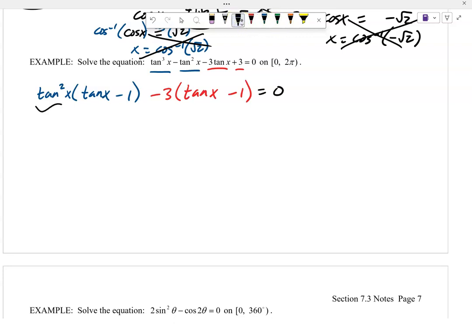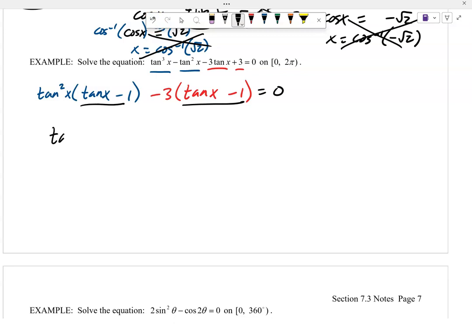And so now I have these two terms, right? And notice I haven't changed anything. I just factored out tangent squared out of the first two, factored out a minus 3 on the next two. Again, if I distribute it back, I'd have the same thing. But each of these have a tangent x minus 1.